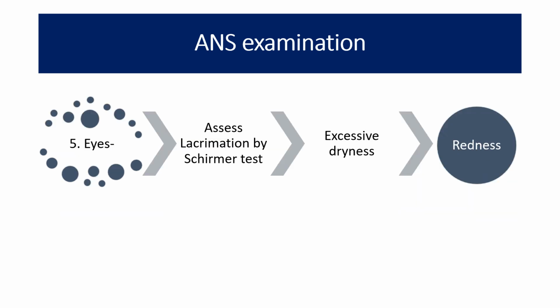Respiratory abnormalities in the form of hyperpnea, apnea, or various characters of breathing, like Biot's or Cheyne-Stokes breathing, can be there. In the eyes, we have to assess the lacrimation by Schirmer's test. We have to keep a strip of paper in the lower eyelid, and after 5 minutes we have to measure the wetness in Schirmer's test. And we have to also ask about excessive dryness of the eye. Redness of the eye should be examined for dryness and redness.